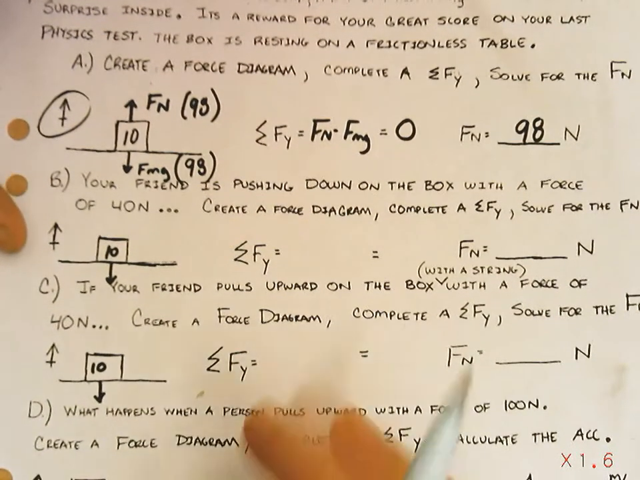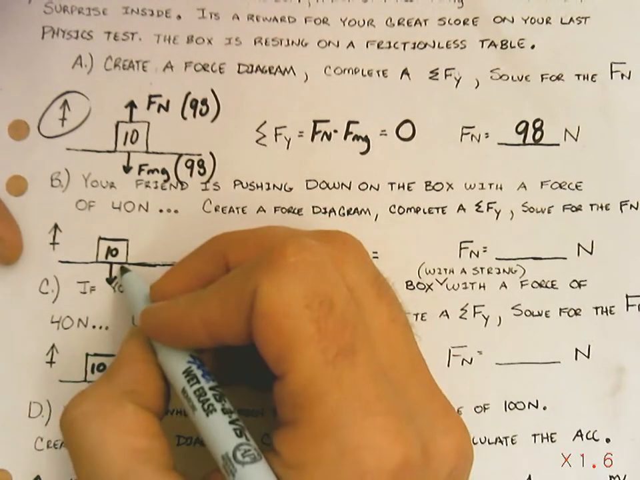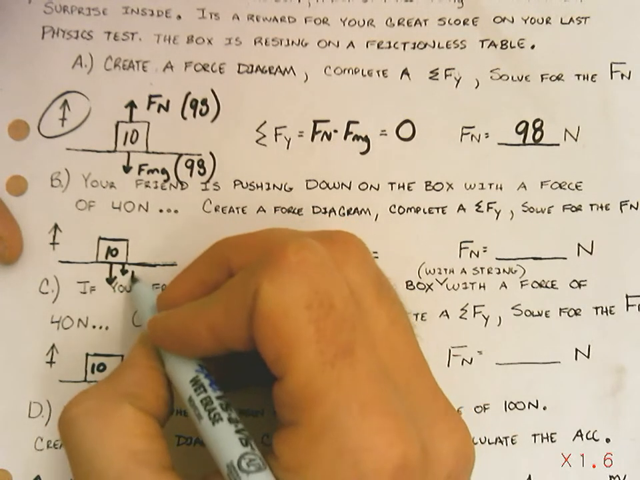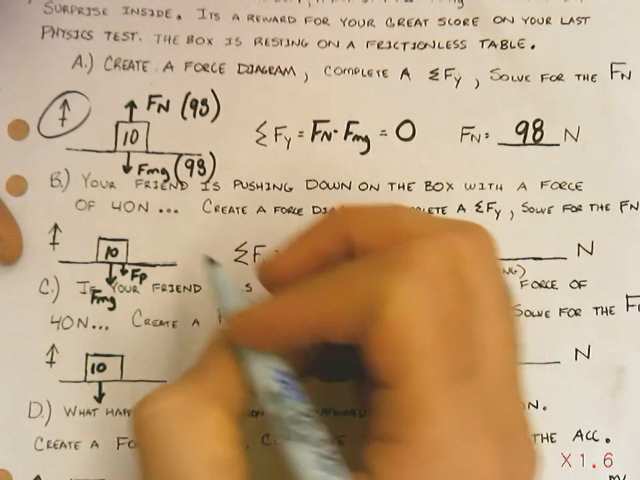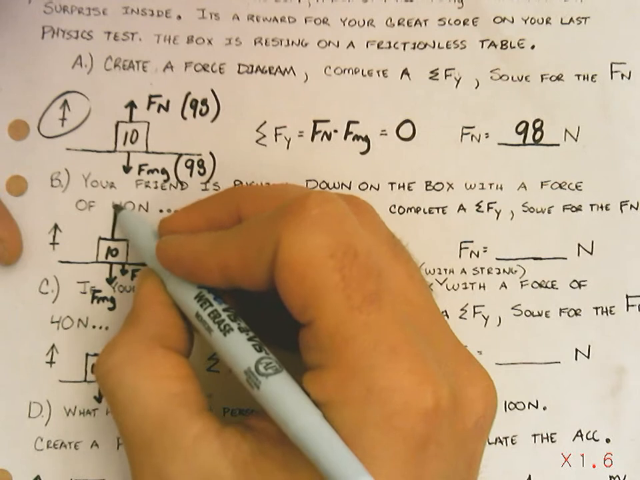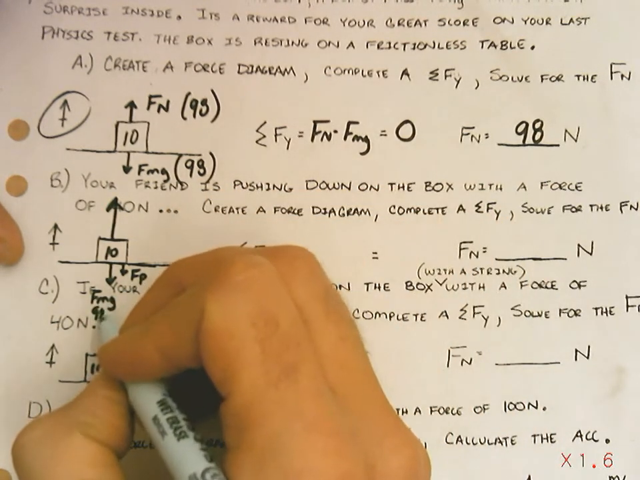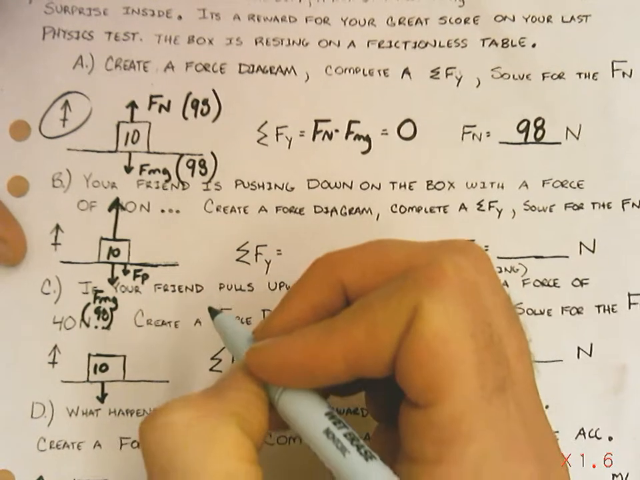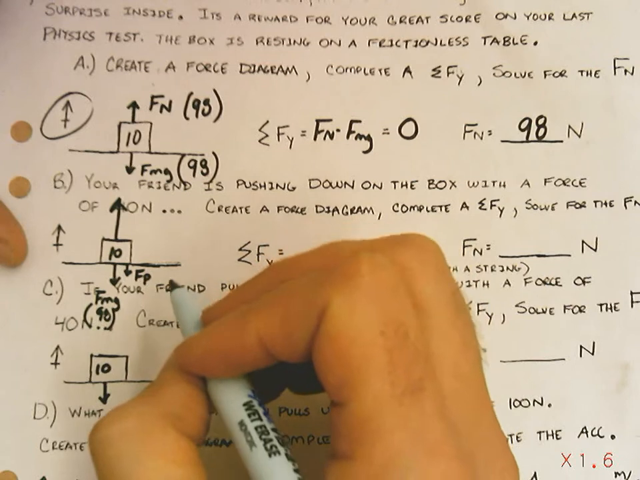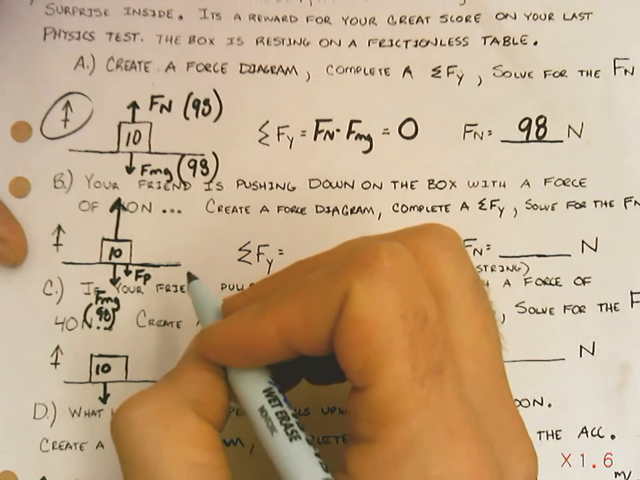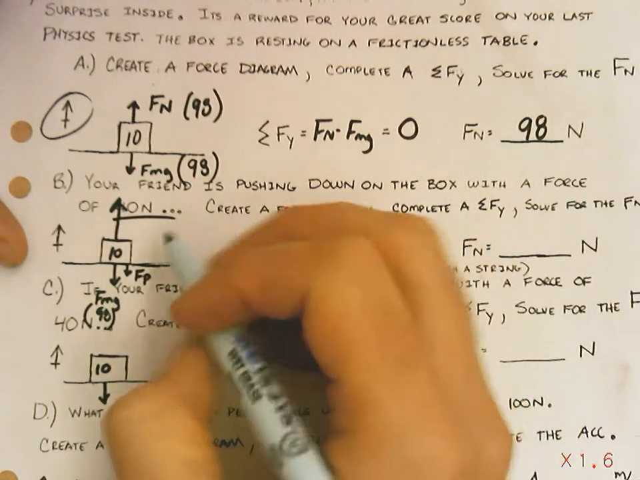Continue on. Now your friend's pushing down with a force of 40. So he's going to have another force. We'll call it FP. Plus we had our original force, FMG. And so the ground has to push back more. The table pushes back more. It pushes back both those added together. So we had 98, and then we also had FP, our friend. Kind of a friend who destroys your present when he gives it to you. He pushes down on the box with a force of 40.